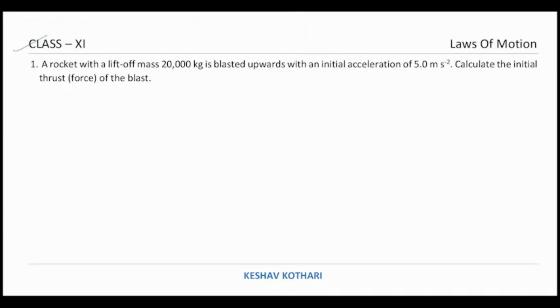A rocket with a liftoff mass of 20,000 kg is blasted upwards with an initial acceleration of 5 meter per second square. Calculate the initial thrust or the force of the blast.